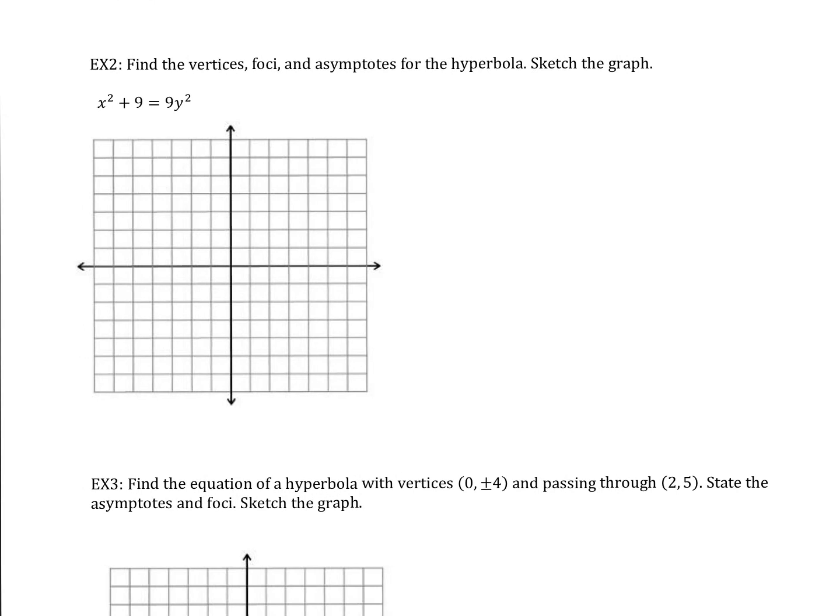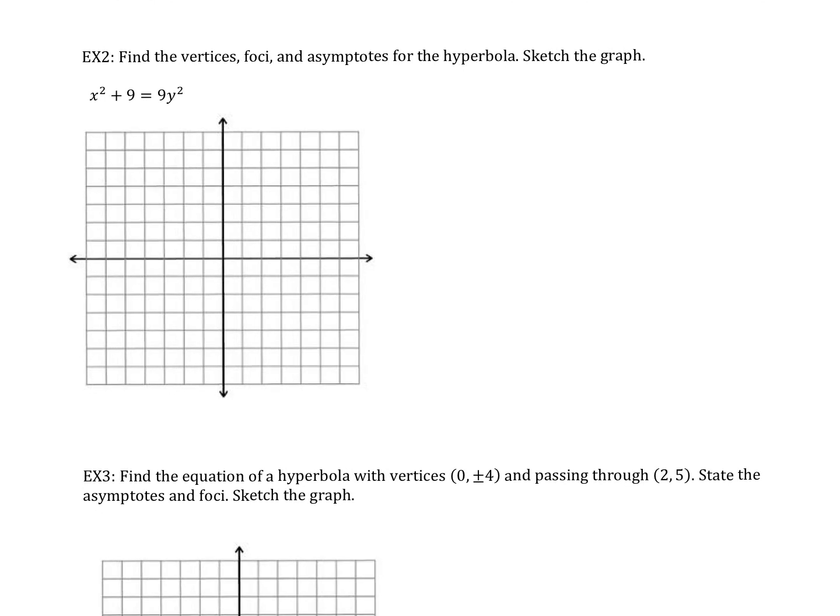Now example 2. Find the vertices, foci, and asymptotes for the hyperbola and sketch the graph. Okay, so the equation we're given here, it's not in the perfect format. I'm not really certain what it is. It could be a circle, it could be an ellipse. So let's go ahead and first rewrite this correctly by getting the x squared and the y squared on the same side. So minusing the 9y squared from both sides. You know what? I'm still not convinced on what this is. I need to get the x squared and the y squared to be kind of by themselves. So let's go ahead and divide everything by 9.